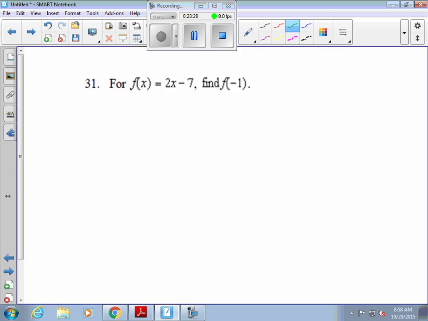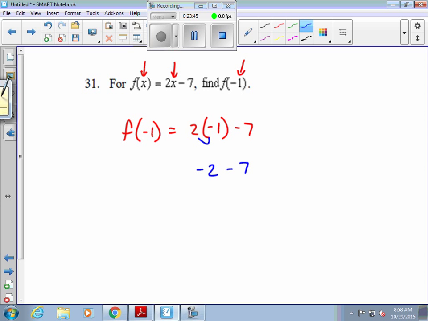31 says f of x is equal to 2x minus 7. Find f of negative 1. So in place of x, we're going to plug in negative 1. So f of negative 1 equals 2 times negative 1 minus 7. So just simplify this. 2 times negative 1 is negative 2. Negative 2 minus 7 is negative 9. So f of negative 1 is equal to negative 9.